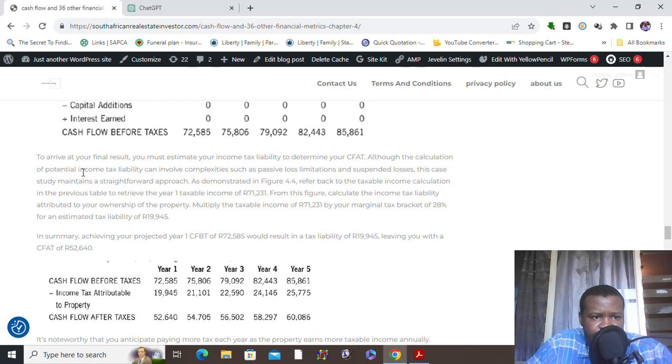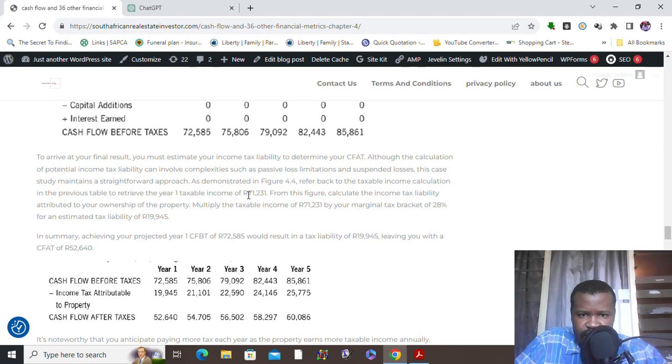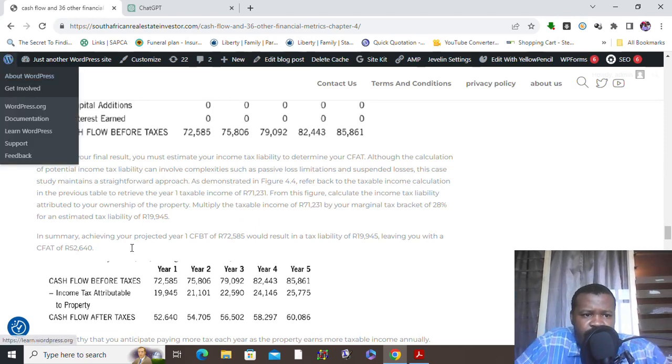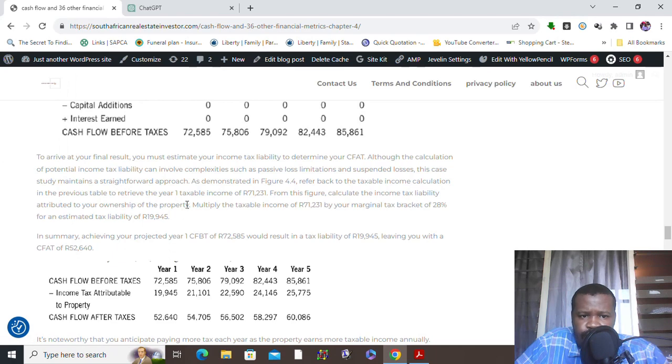Although the calculation of potential income tax liability can involve complexities such as passive loss limitations and suspended losses, this case study maintains a straightforward approach, as demonstrated in Figure 4.4. Refer back to the taxable income calculation in the previous table to retrieve the year 1 taxable income of 71,231. From this figure, calculate the income tax liability attributed to the owner of the property.